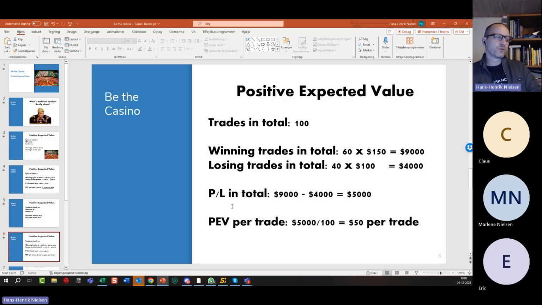This PEV, that is called a positive expected value per trade, is now the 5,000 divided by the 100 trades, meaning $50 per trade. Now, what does that mean? $50 per trade is our positive expected value. That doesn't mean that we'll win $50 every time. But just as a guy that owns a casino, he knows that when 10,000 people have placed 500 bets each, he will end up being the winner because of stats, because the stats are on his side. And that is where we want to go with our trading.